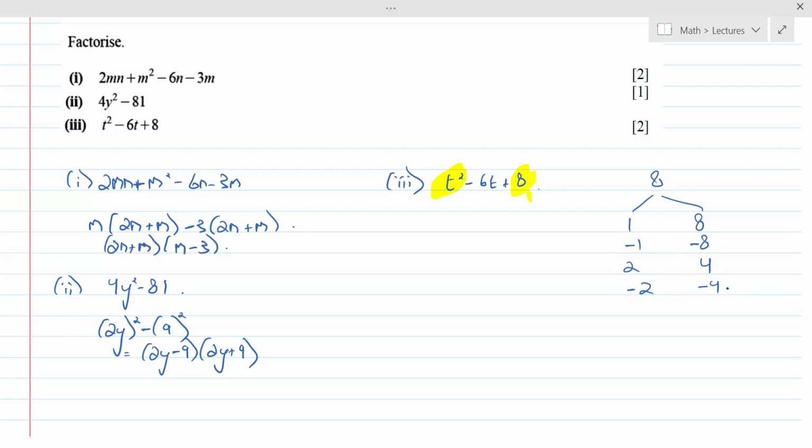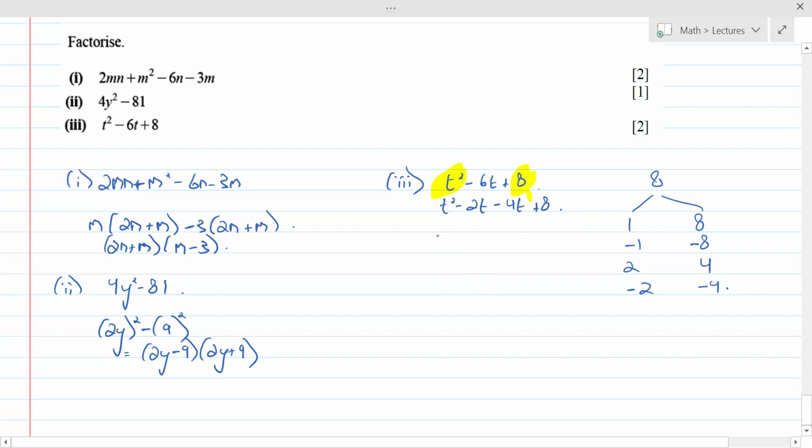Minus 1 minus 8 would give us a negative 9, again cannot break the middle term. Positive 2, positive 4 would give us a positive 6, not possible. Negative 2 and negative 4 gives us a negative 6. So it breaks the middle term as negative 2 and negative 4. So t squared minus 2t minus 4t plus 8.